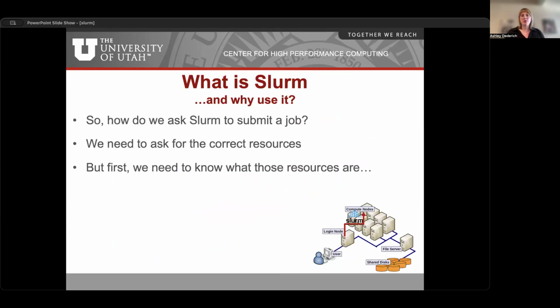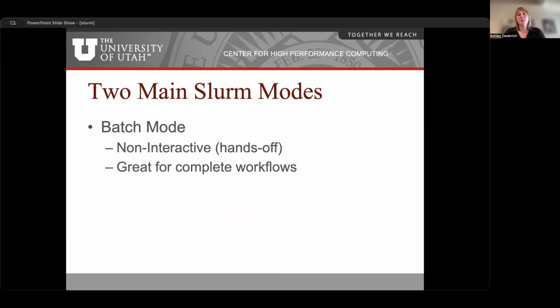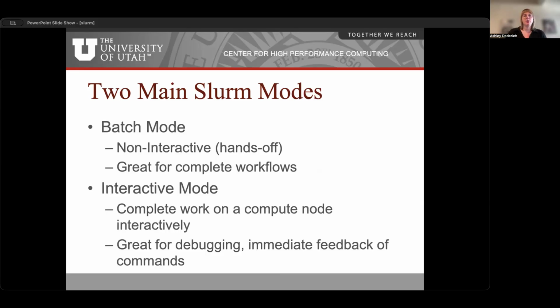And so how do you submit a job to Slurm? Well, you first need to ask for the correct resources. And so that's what we're moving on with, how to ask for these resources through Slurm. Like I said, there are 2 main methods to interact with Slurm: batch mode and interactive mode. Batch mode is non-interactive, so it's hands-off. This is really great for complete workflows, meaning that if you have a workflow that you know is set, you can just submit it to the cluster and walk away. The other way is the complete opposite: interactive mode. This works when you need to work with a compute node interactively, so it's very great for debugging or immediate feedback of commands. Whichever mode you need is really dependent on your workflow and your needs for research.